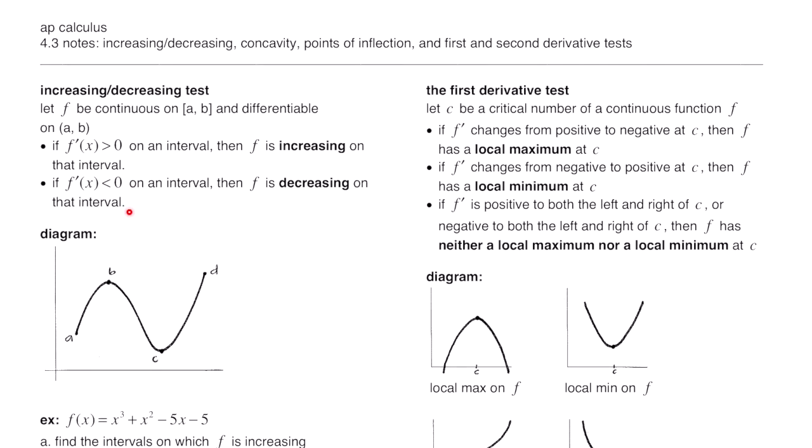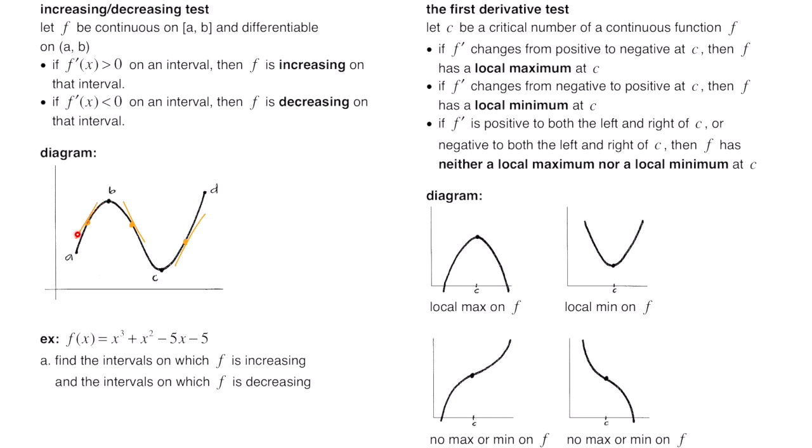For this diagram, I drew a tangent line between a and b. I drew a tangent line also between b and c, and then again between c and d. You can see right here that this tangent line is positive. So we have f prime of x is greater than 0. For this next one, we have f prime of x is less than 0 or negative. And for this last one, f prime of x is positive. Again, when f prime of x is positive, that means the graph is increasing. And where f prime of x is negative, that's where the graph is decreasing.